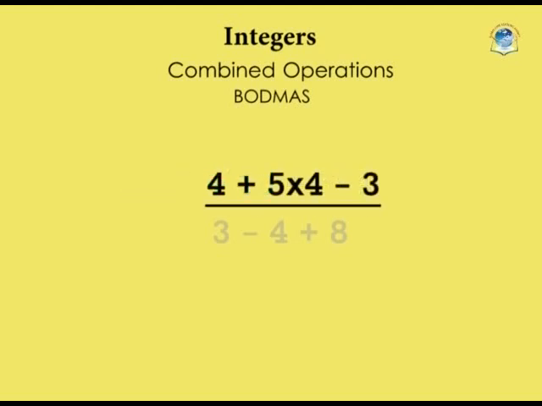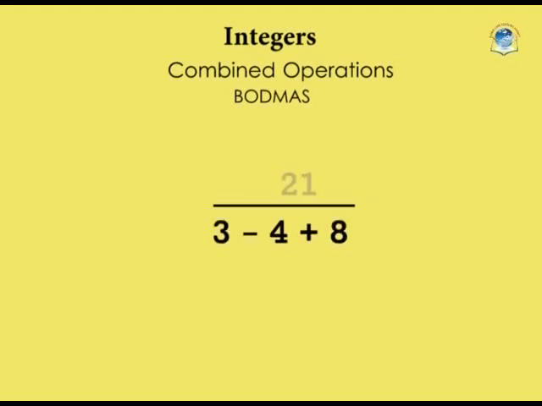And then multiplication. 5 times 4 is 20. And now addition. 4 plus 20 is 24. And finally subtraction. 24 minus 3 is 21.